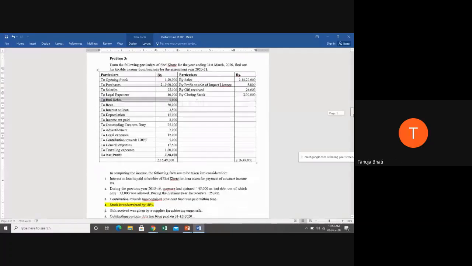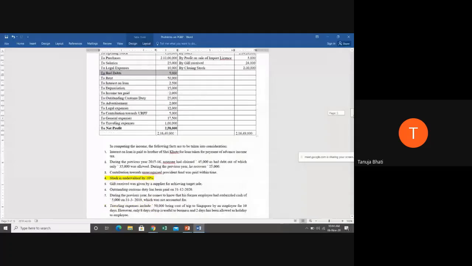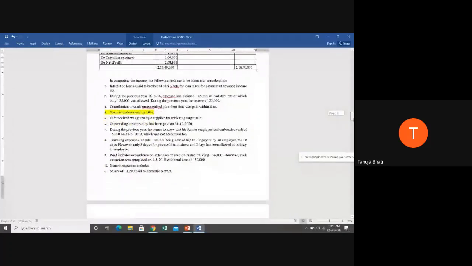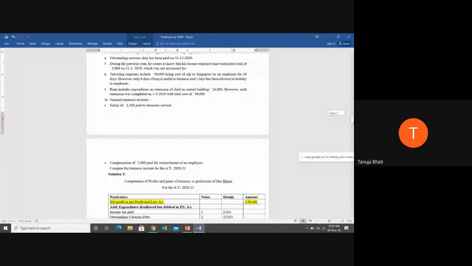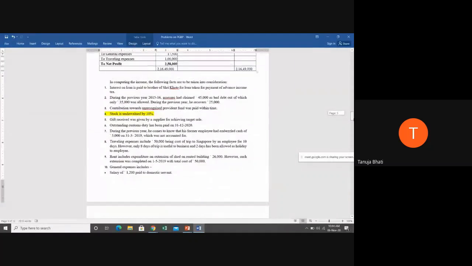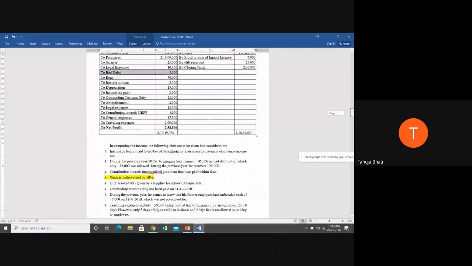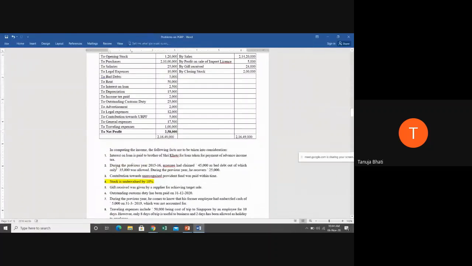Allowable. But then let us see if any information about bad debts is given. Bad debts is 100% allowable, no issues in that. But let us see. Okay, now see students here. This is something relating to bad debts, but this bad debts will be 100% allowed. But let us see this particular information.